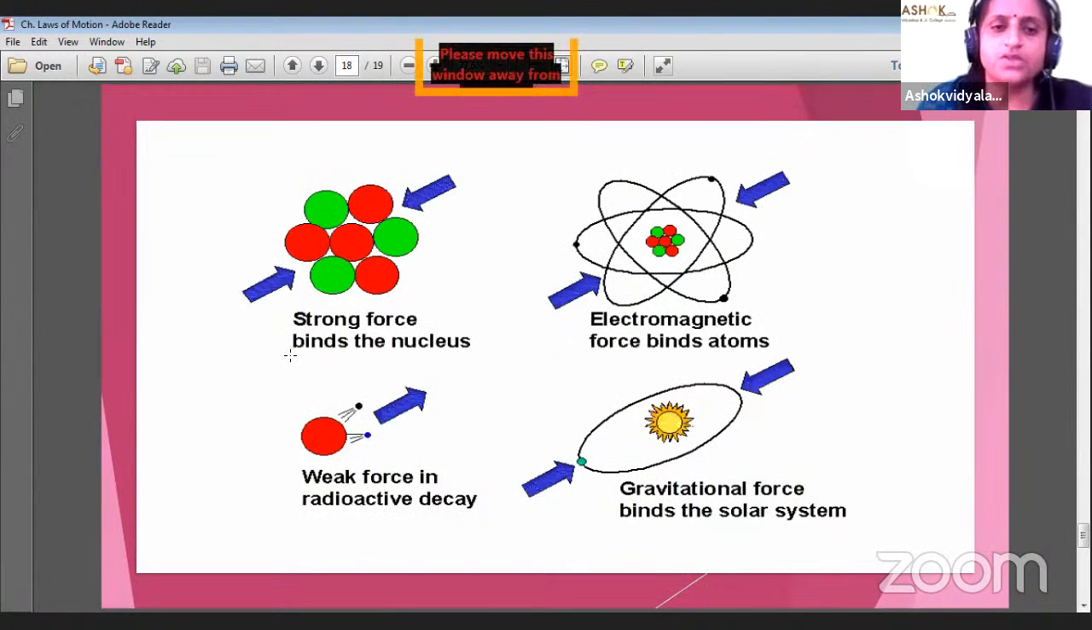See the examples of strong nuclear force, electromagnetic force, weak nuclear force, and gravitational force. These forces are the fundamental forces in nature. That is the types of forces. The strong force binds the nucleus. The electromagnetic force acts between the atoms. The weak nuclear force causes radioactive decay, that is beta emission. And the gravitational force binds the solar system. These are the fundamental types of forces.